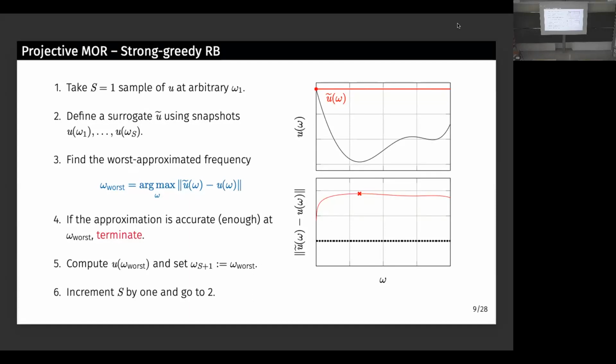Now, the way the greedy algorithm works is fairly simple, and I will try to explain it using this cartoon on the right. Let's say that we're trying to approximate this black function here. What we start with is a very coarse surrogate. So we have this U tilde that, just for illustration purposes, approximates the function U by a constant function. Then, of course, we need to ask the question, is the current surrogate good enough or not? And for that, we look at the approximation error, just the difference between the surrogate and the actual quantity we're trying to approximate.